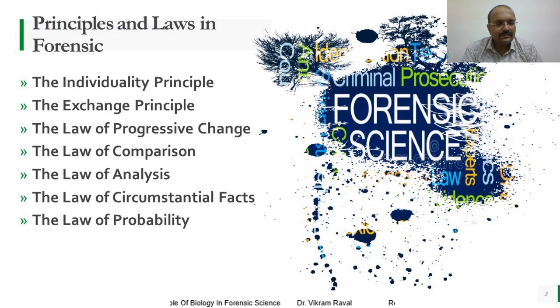Now these are the list of various principles and laws that we take into consideration for studying or solving anything that is related to forensic science. First comes the individuality principle. Next is the exchange principle. Third is the law of progressive change. Then the law of comparison. Next is the law of analysis. Then comes the law of circumstantial facts. And lastly, the law of probability. These are the laws that play a vital role in forensic studies and all forensic investigations.